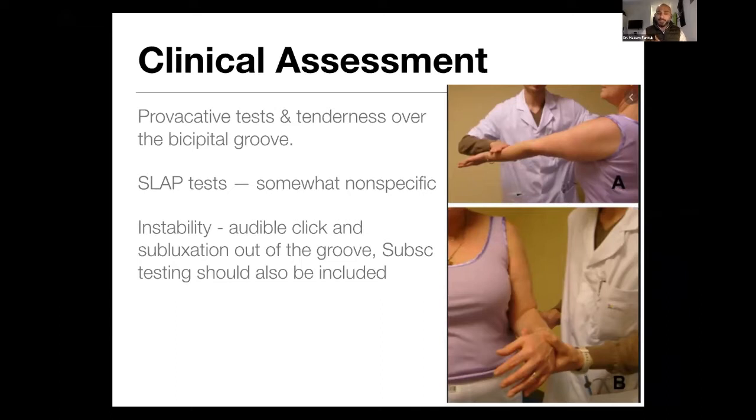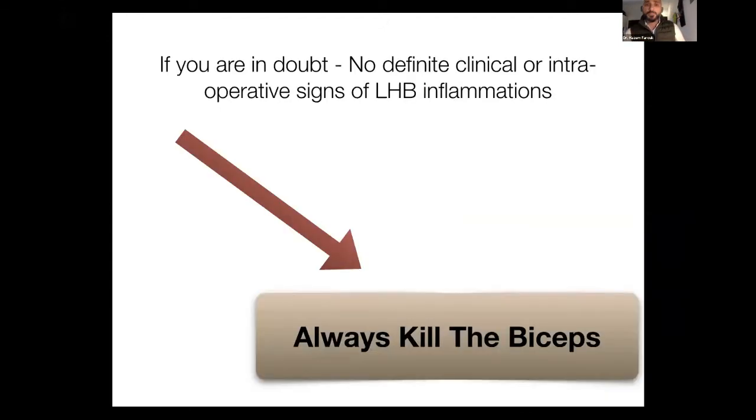And definitely instability is a more clear presentation when we hear an audible click and subluxation out of the groove with rotation of the shoulder. And that's why tests of the subscapularis integrity, which is commonly seen with the instability, should be performed as well prior to getting the patient into the surgery. And this helps us a lot in order to know how to deal with the pathology later on.